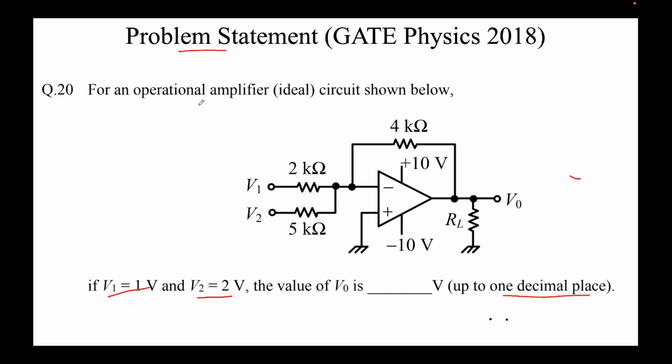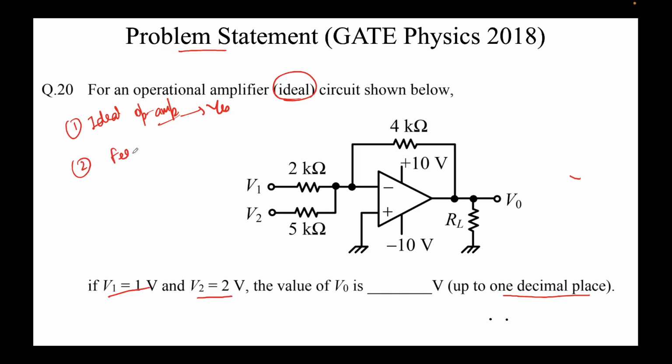So the problem said this is an ideal operational amplifier with the values of inputs given, and we need to find the value of output. Now, before trying to solve these kinds of problems, we do some pre-checks. So first is, is this operational amplifier ideal? The answer is yes. The question itself says that. Even if the question did not say it's ideal, we'll assume it to be ideal. Only if the question says that it's non-ideal, we'll go ahead with a non-ideal one.